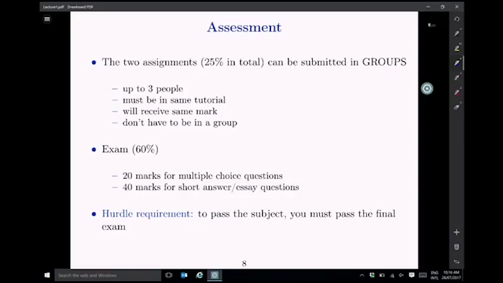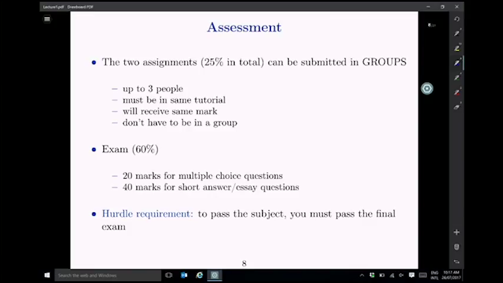Now, about group assignments. As I said, it's a group assignment, and what's the rule to form a group? Basically, you can form a group of up to 3 people in the same tutorial, and you'll be given the same mark. The only thing is that you don't need to be in a group. If you feel that you really want to work on it by yourself, it's fine. You can do it by yourself. But if you do want to have a group, but you don't know anyone yet, don't worry too much. You can ask your tutor to form a group for you, because tutors usually love to play this type of matchmaking. You can check with your tutor.